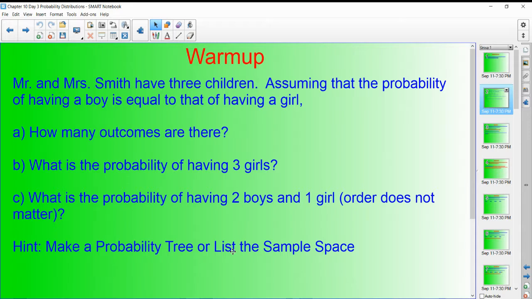So I recommend listing the sample space and then counting. Out of all of the possibilities, how many are there? How many of those have all 3 girls? How many have 2 boys, 1 girl? Pause, take a moment to count, and we'll look from there.